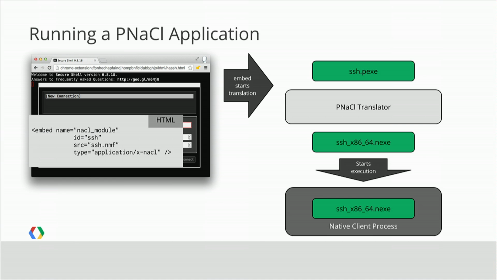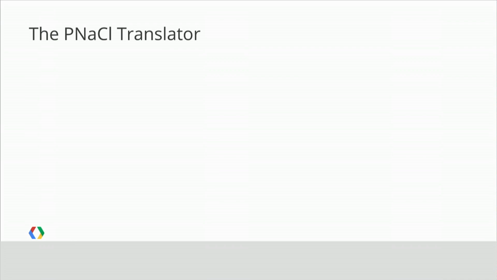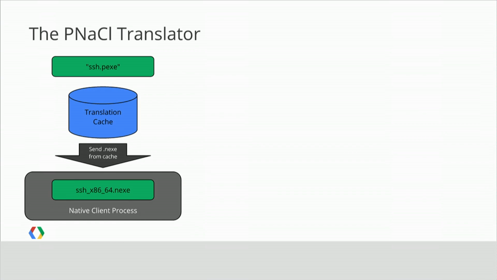So what's more, the translator is more than just a compiler backend. It's more than just the part that takes the bitcode and produces native code. The translator is responsible for taking the PNaCl, and the first thing it does is see, do I already have a translation for that? We have a translation cache, and the translation cache will keep track of all the times that we've previously translated it. If there is something there, voila, we start the native client process, and off we go.